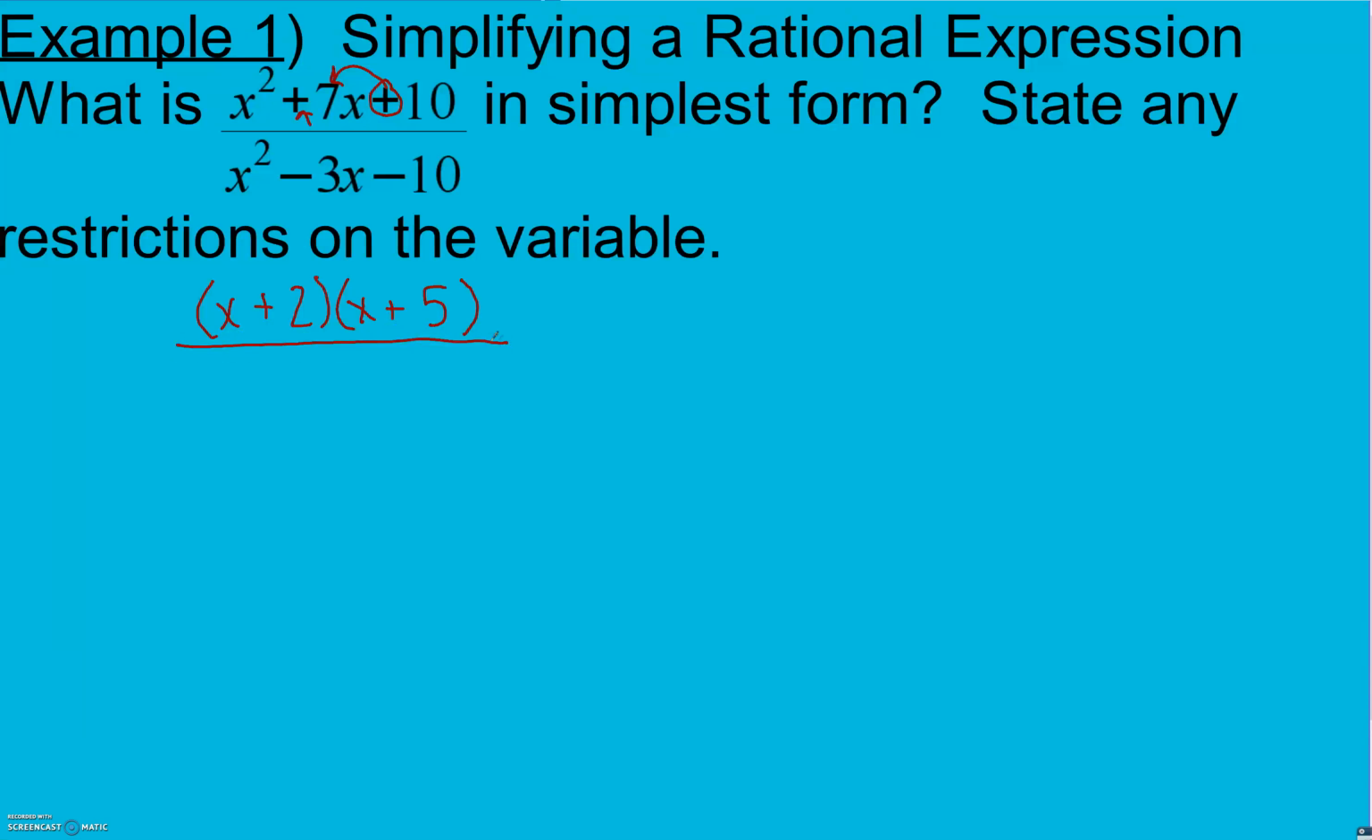Same idea in my denominator. To multiply to x squared, I take x times x. I need to multiply to 10, subtract to 3, so 5 and 2. Since I subtracted, my signs have to be different. My bigger number always gets a sign in the middle.